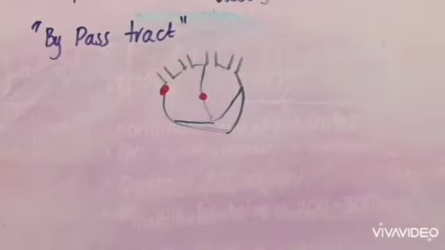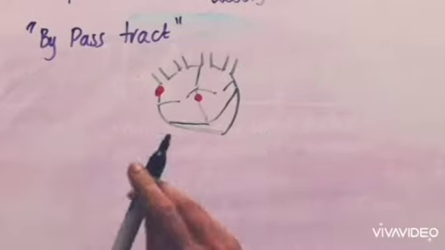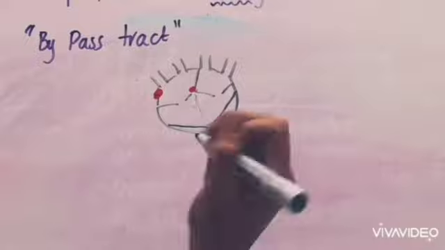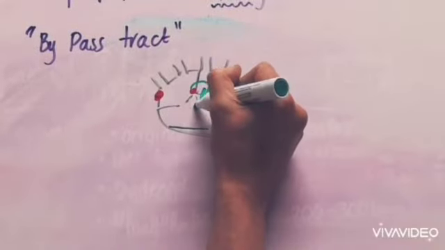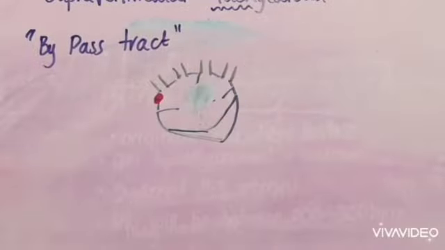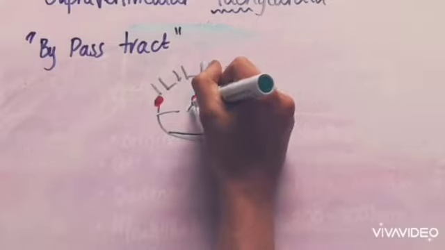The red dots obviously represent the SA node and the AV node. And here's my little bypass tract in green. So the impulse can go down or it can come back up. And this causes runs of supraventricular tachycardia, as you can imagine.